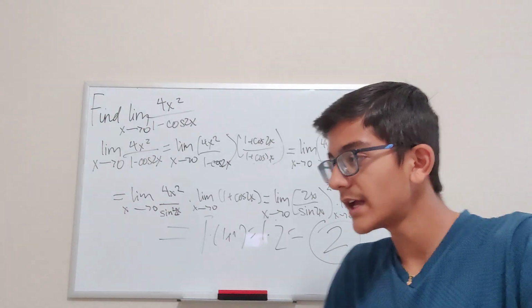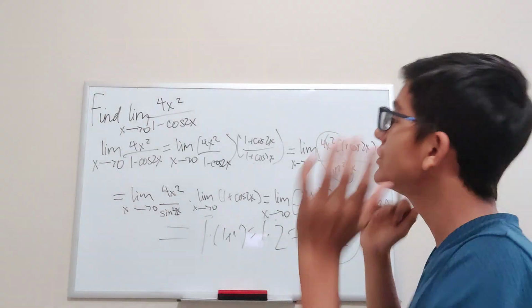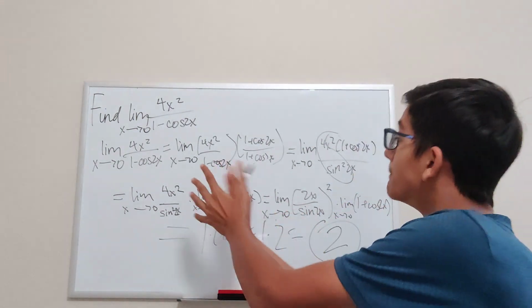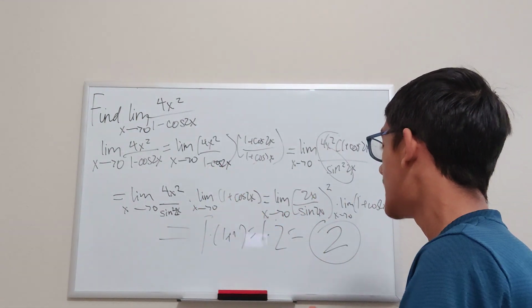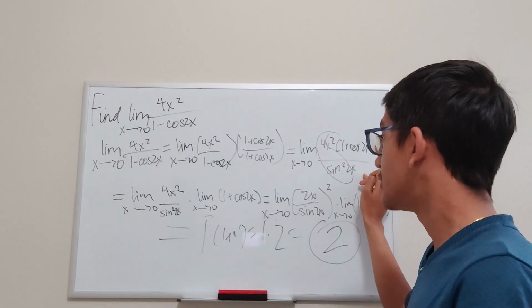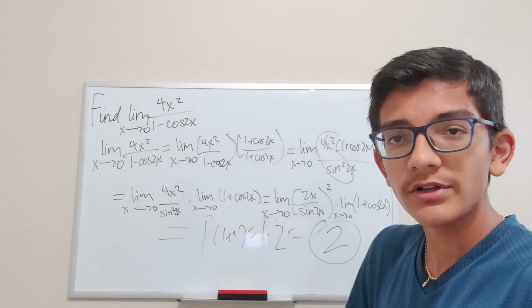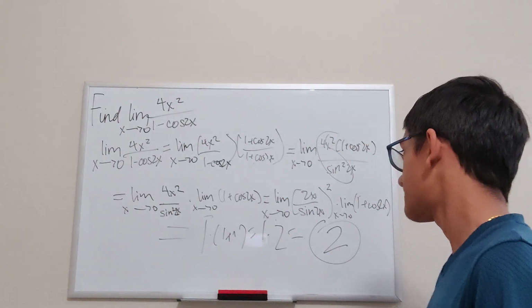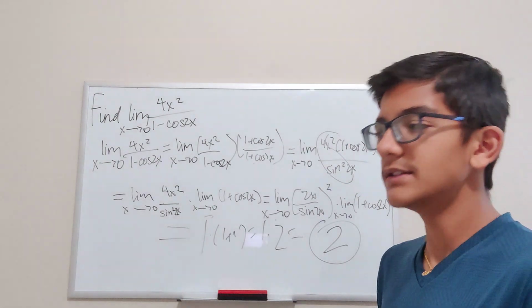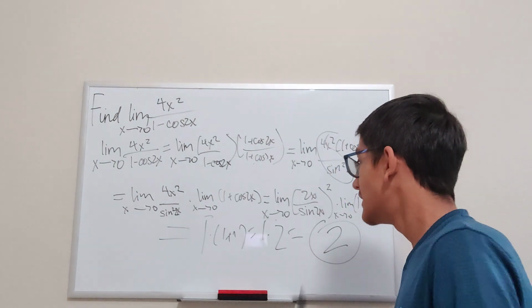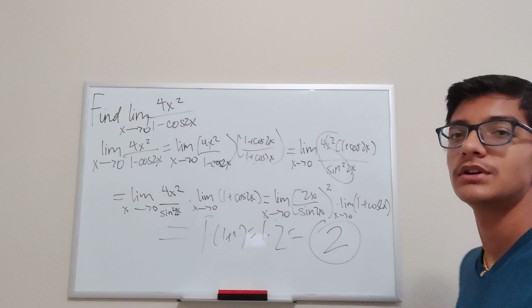So I hope you guys liked how I used this challenging problem to show how you can multiply by the conjugate, break apart the limit, and rewrite the limit using our trig identities, and then apply the trigonometric limit of sine x over x and cos x as x approaches 0 to find our final answer of 2.